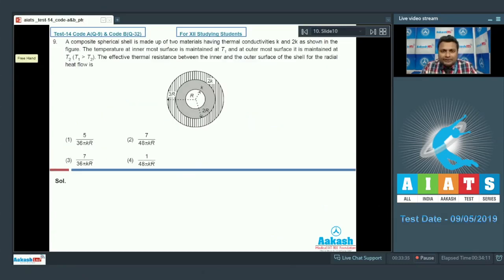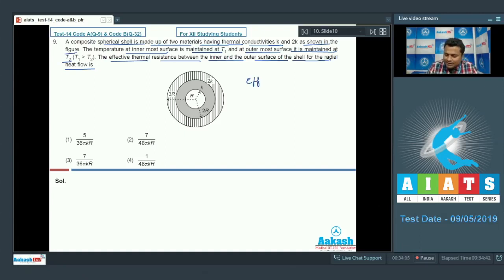So here is question number 9, everyone. A composite spherical shell is made up of two materials having thermal conductivity K and 2K as shown in the figure. The temperature at the innermost surface is maintained at T1 and the outermost surface is maintained at T2, given that T1 is greater than T2. The effective thermal resistance between the inner and outer surface of the shell for radial heat flow will be what? The arrangement is in series, so we can calculate the effective thermal resistance.